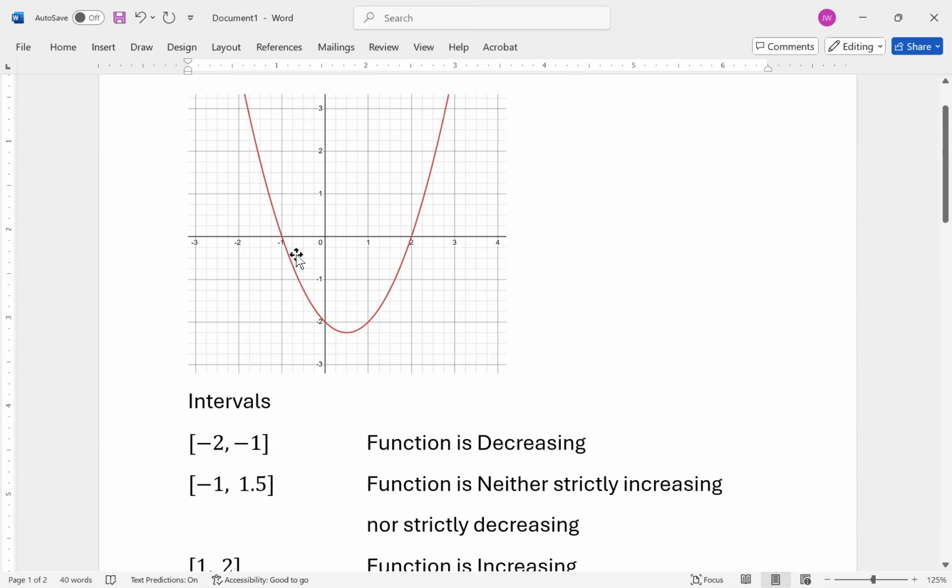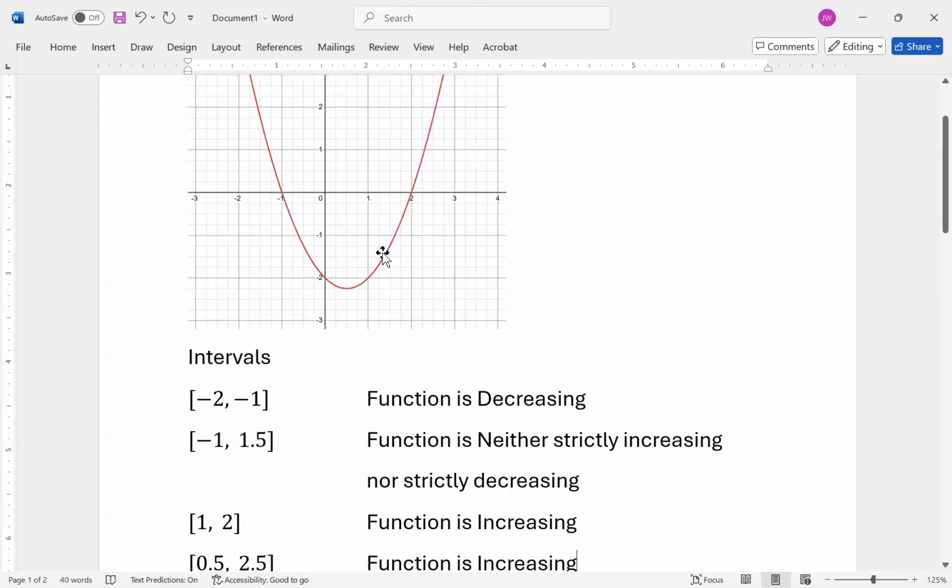So from -2 to -1, the function's decreasing. From 1 to 2, the function is increasing. From 0.5 to 2.5, the function's increasing. From -1 to 1, or -1 to 1.5, I said, the function's doing neither strictly decreasing nor strictly increasing.